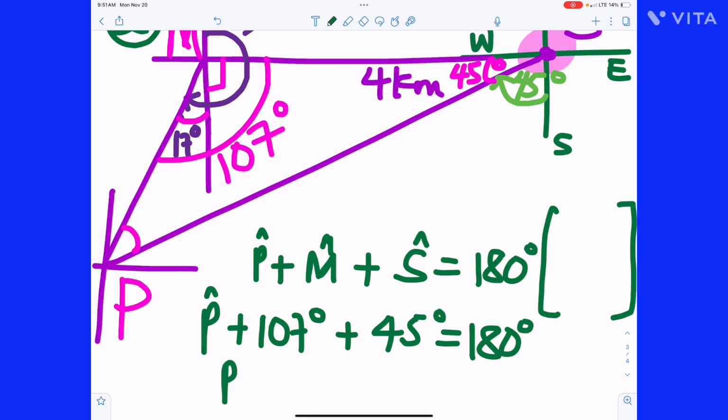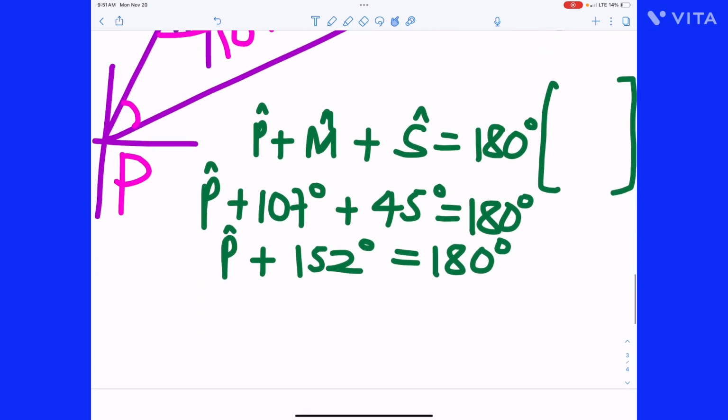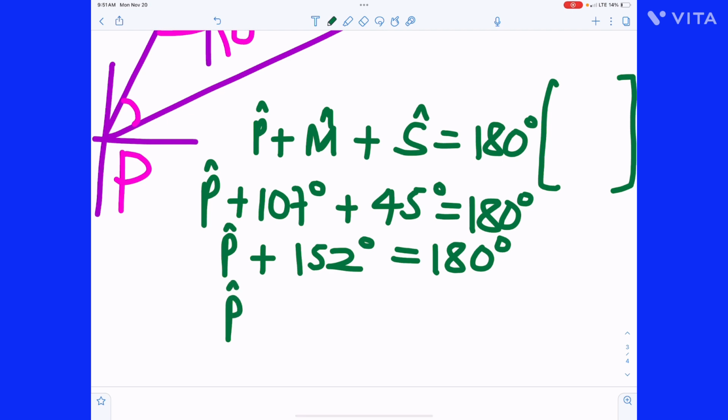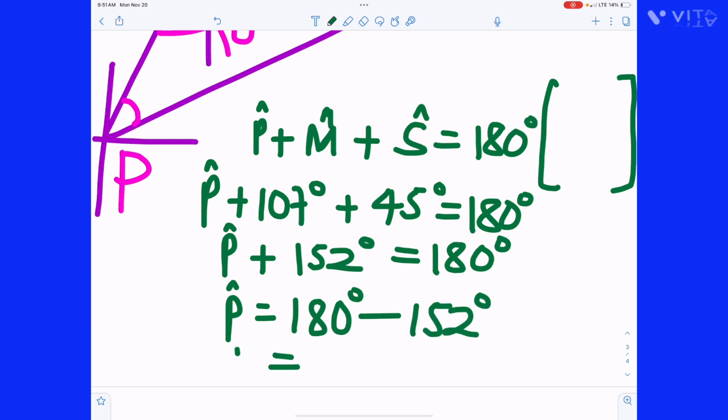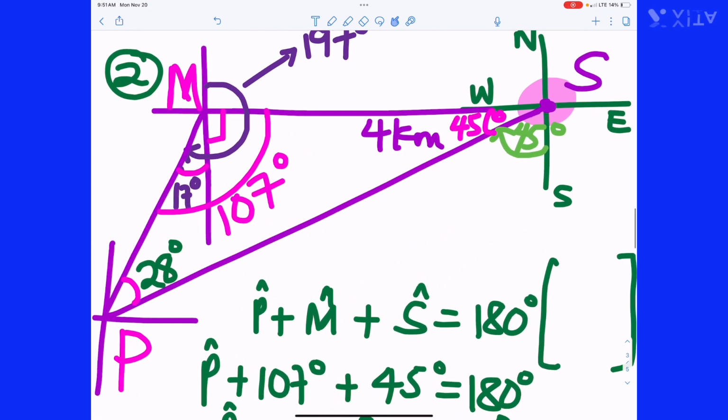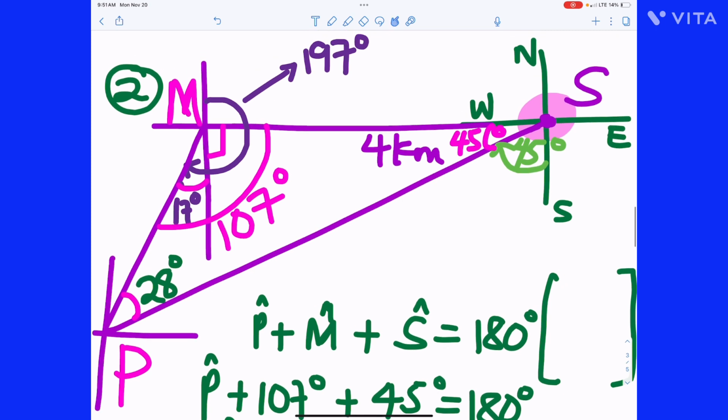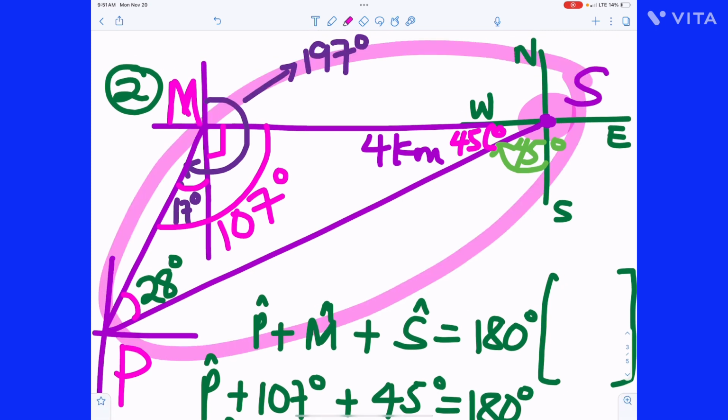So that means P plus 152 is 180. If P plus 152 is 180, it means P is equal to 180 minus 152. What is 180 minus 152? That's 28 degrees. So the angle here is 28 degrees. So we know all the angles in the triangle now. Can you see? This is my full triangle.